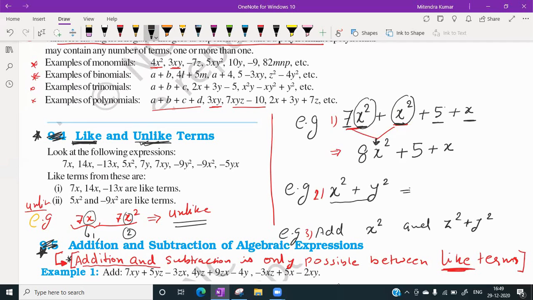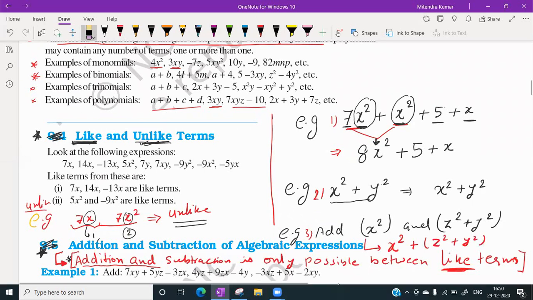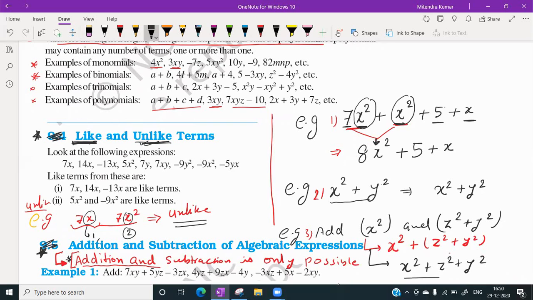Here, can you add these two? No. So the answer will be x square plus y square only, because these two are unlike terms. We cannot simplify them further. Okay. If I ask to add these three, then what you have to do? You just write x square plus z square plus y square. Can we simplify it further? No, further simplification is not possible. So you just write the answer x square plus z square plus y square. This is the answer. ठीक है.